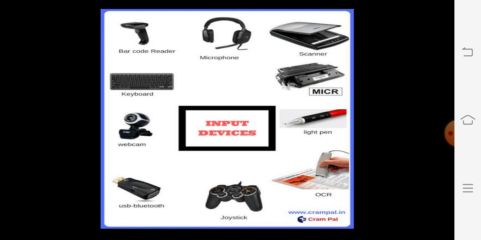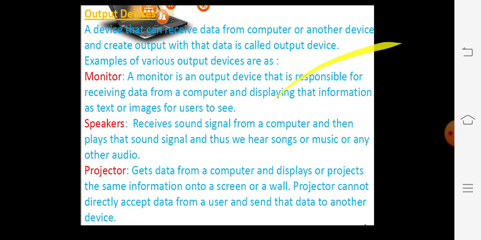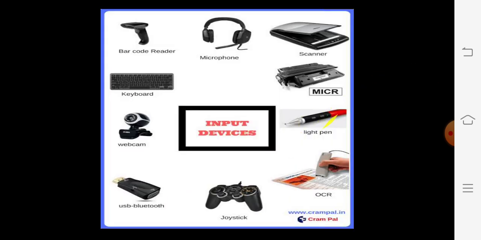Look at the various input devices we have. This is the keyboard, microphone, scanner, MICR, light pen, generally used for writing on electronic form documents. Then OCR, optical character reader, joystick, USB, Bluetooth.